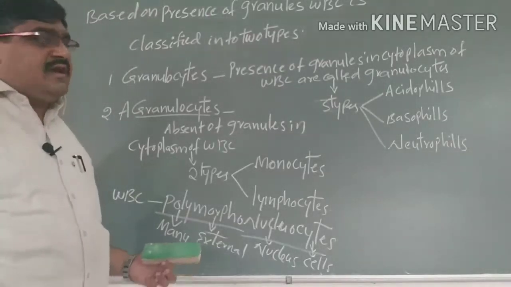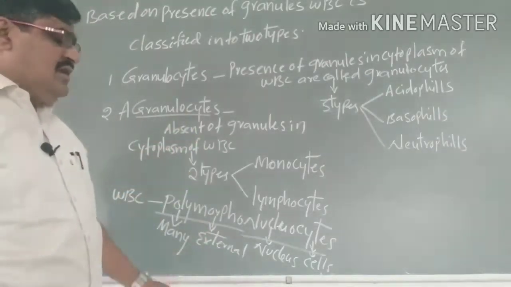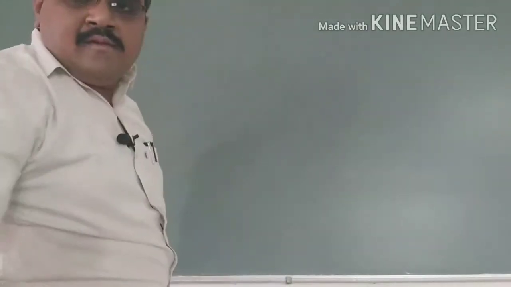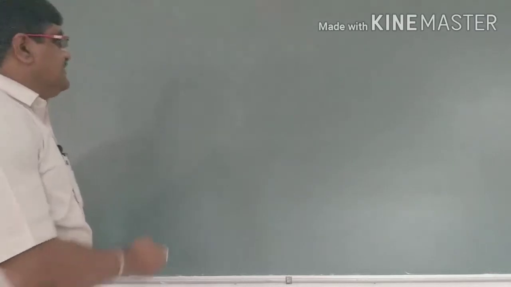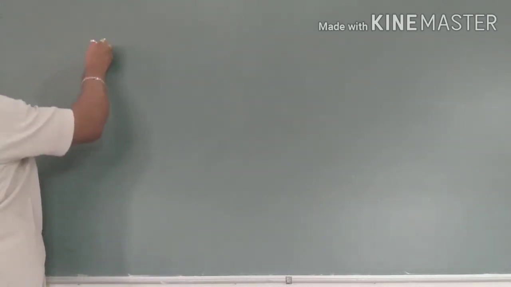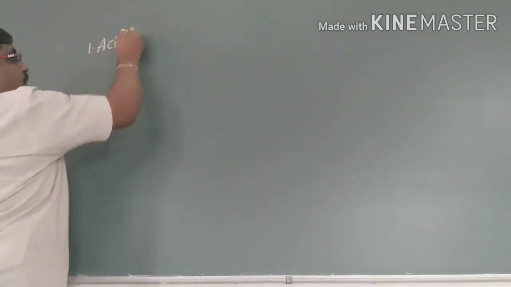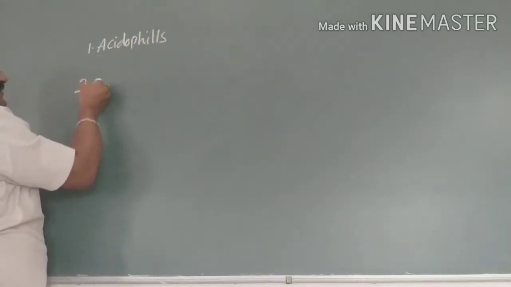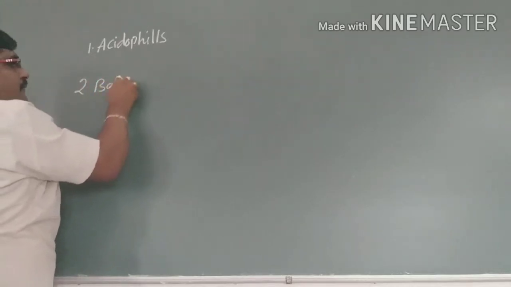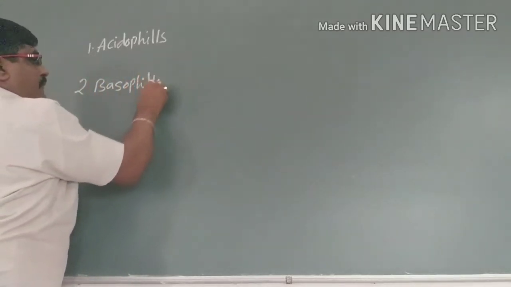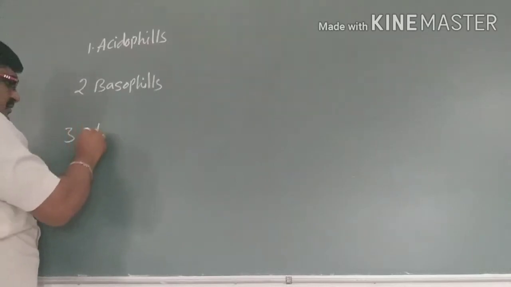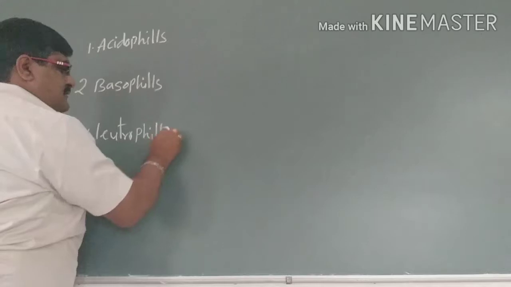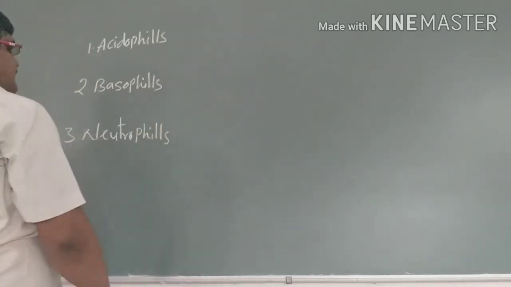So what are these five types? We will discuss them one by one. Coming to the first one, that is the acidophils, the second one is the basophils, and the third one is the neutrophils.